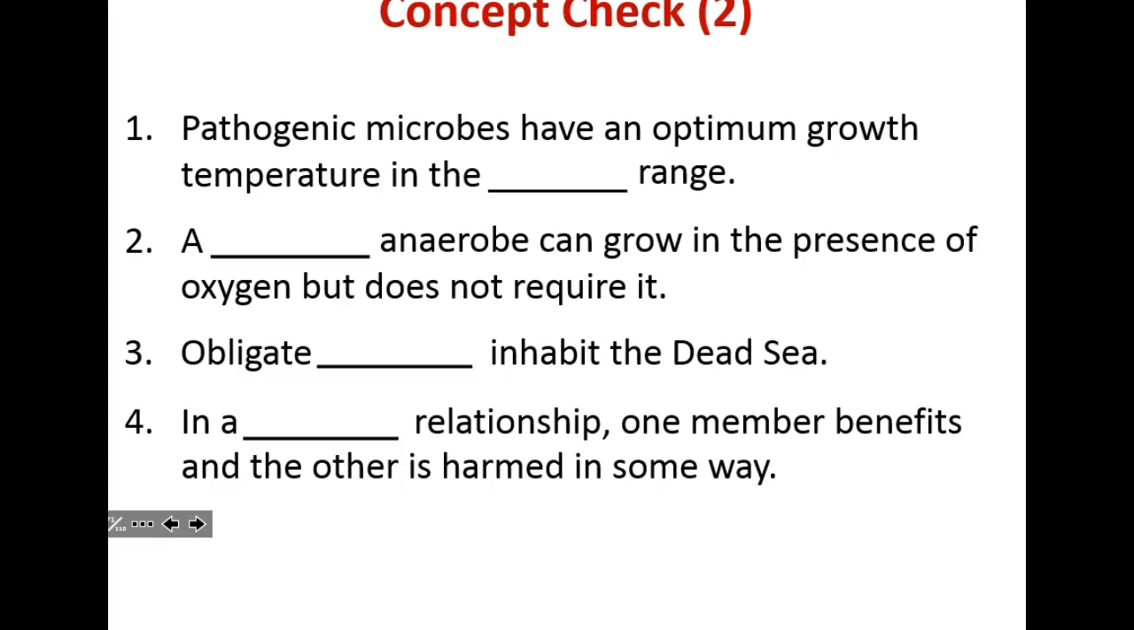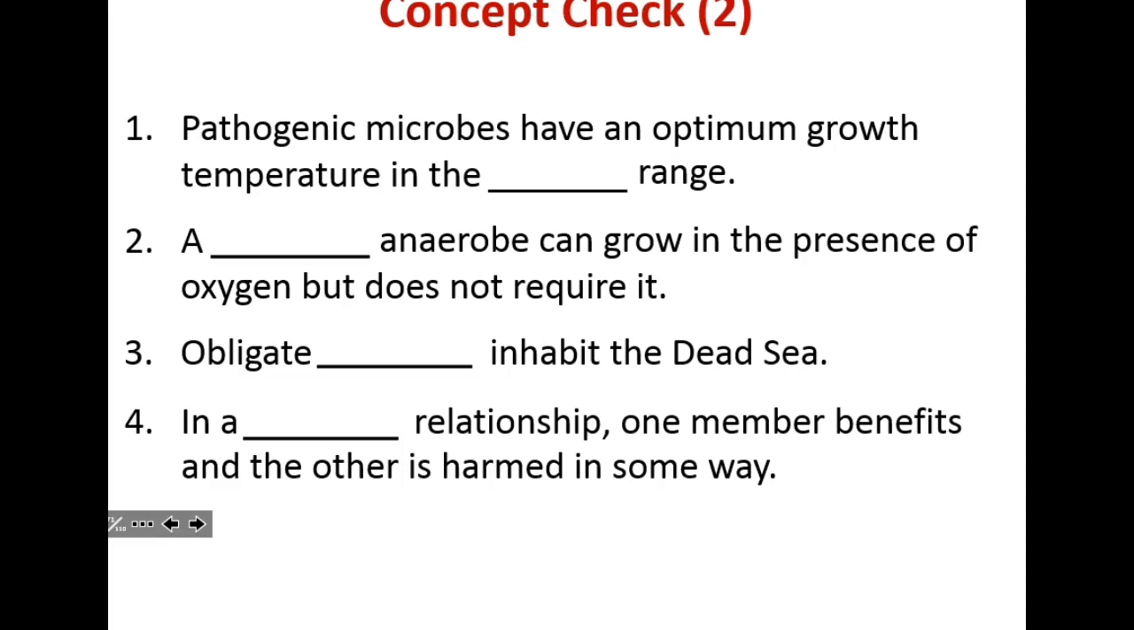Obligate is kind of like the word obligation. Must have. If it is an obligate halophile, it must live in a salt environment. Facultative, it's a wider niche. I don't have to have it, but I can grow in the presence of it.